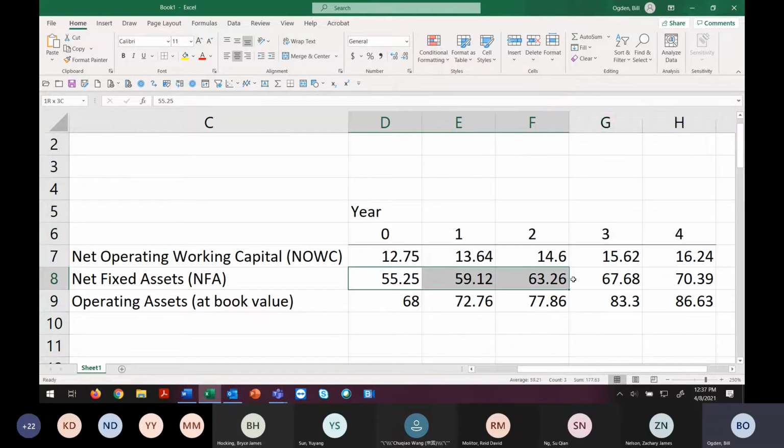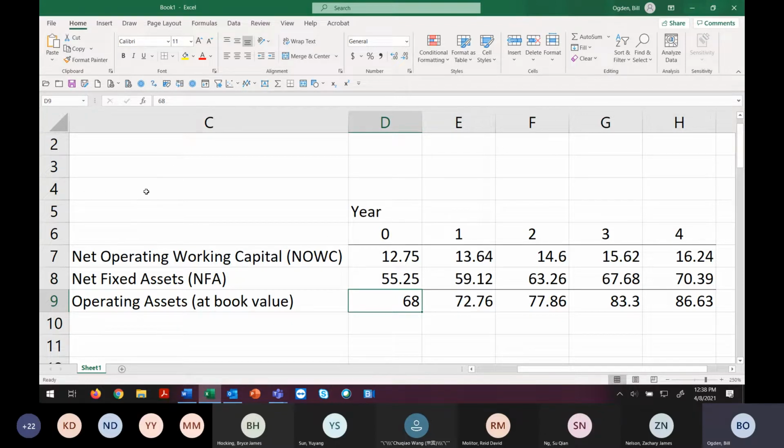All right, so this is the left side of the balance sheet. So it's net fixed assets and net operating working capital. So this is also the book value of your permanent capital too. All right, your debt plus your equity.